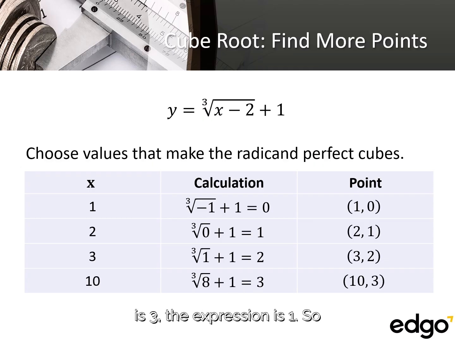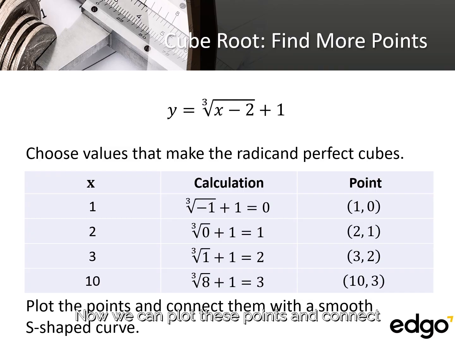When x is 3, the expression is 1. So the point is (3, 2). And when x is 10, the expression is 8. The cube root of 8 is 2, and adding 1 gives 3. So the point is (10, 3).